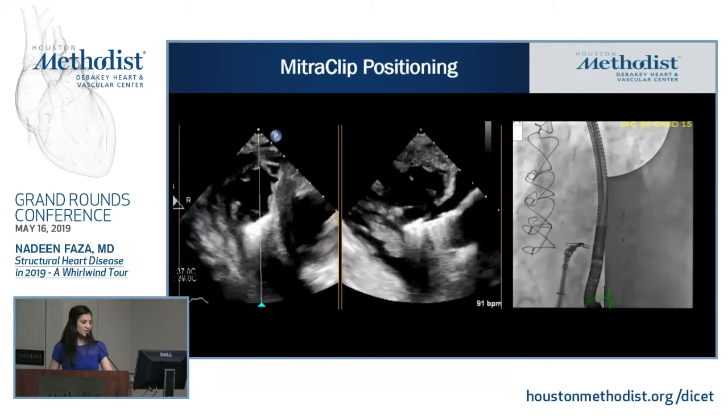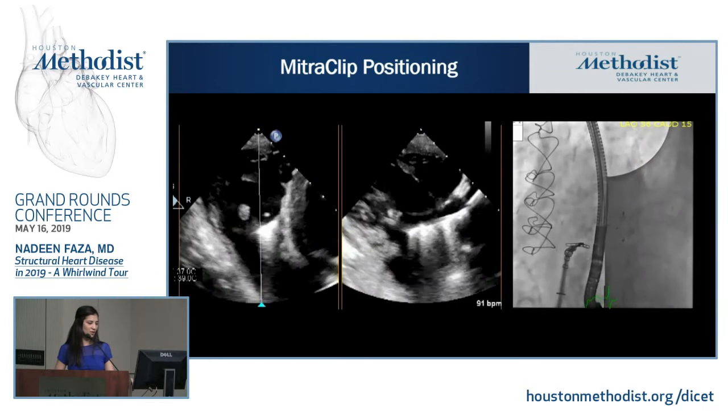For MitraClip positioning, we use the transgastric views, and this varies depending on the patient. And unlike the mitral valve where you go to 60, you get the 3D and you're there, the tricuspid valve is way more challenging, and you have to try different views and different angles to get your optimal implanting view. And these are the transgastric views demonstrating the clip positioning process.